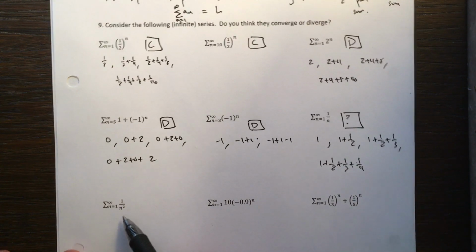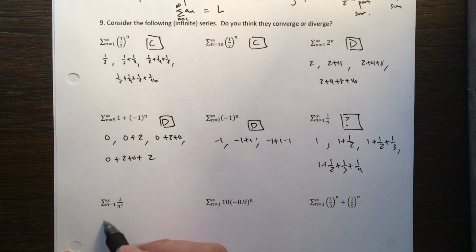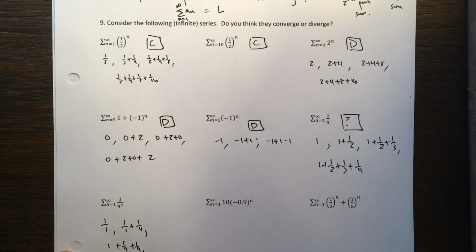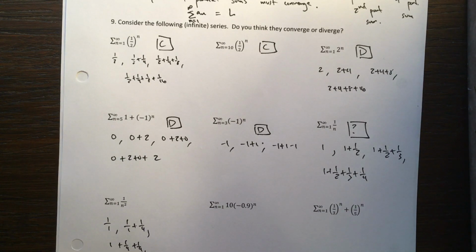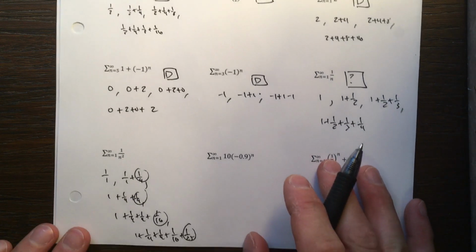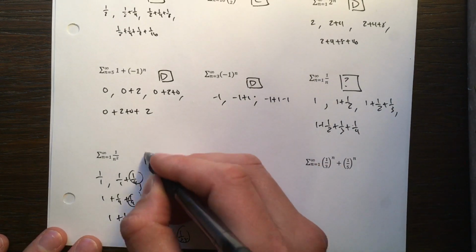Ooh, this one gets small pretty quickly though. 1 over 1, and then 1 plus 1/4, and then 1 plus 1/4 plus 1/9, and then 1 plus 1/4 plus 1/9 plus 1/16, and then 1 plus 1/4 plus 1/9 plus 1/16 plus 1/25. These last things that I'm adding are getting real small, so I kind of think this is going to converge.